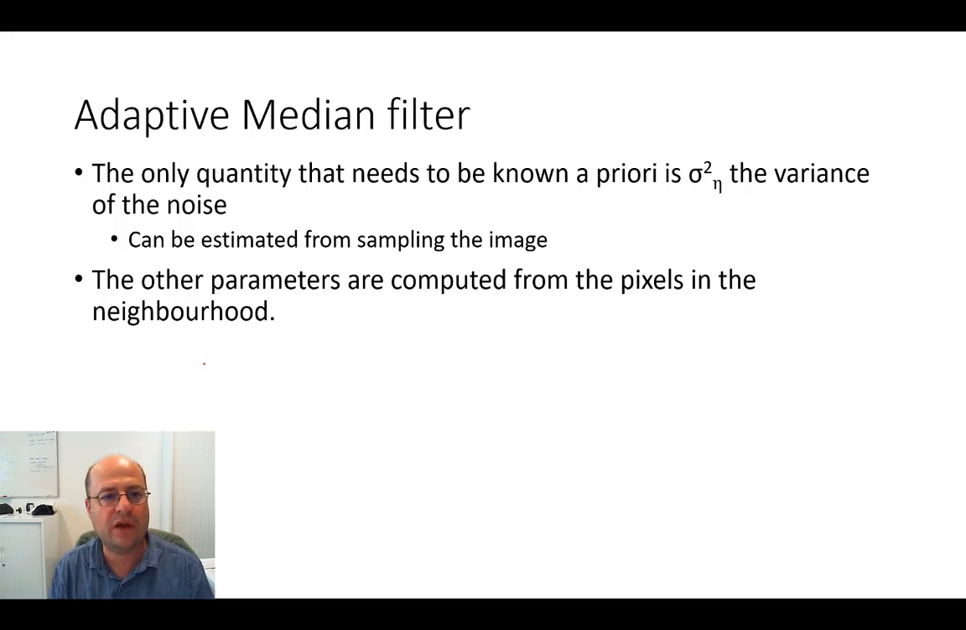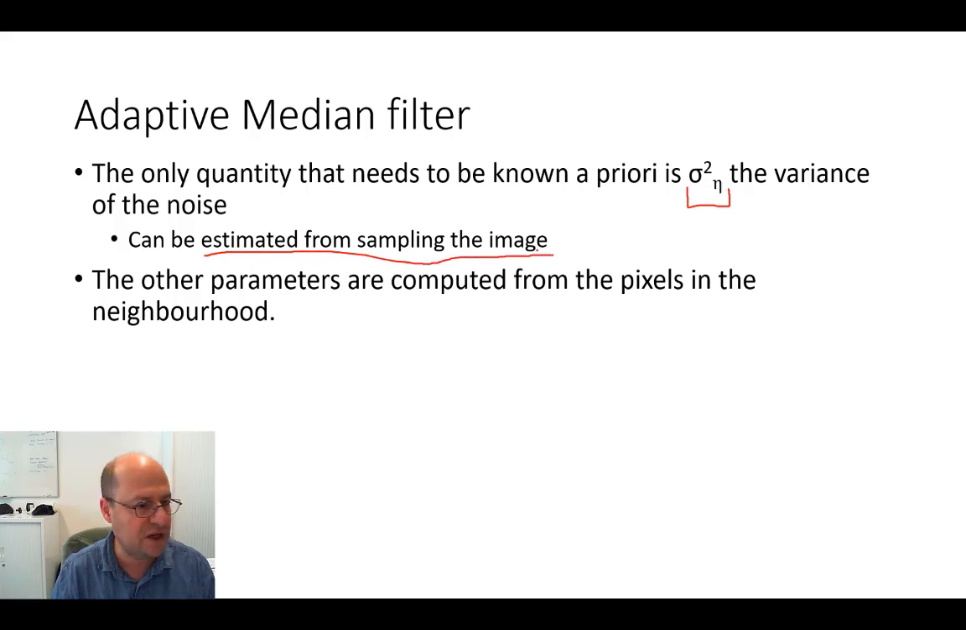So for the adaptive mean filter, the only quantity that needs to be known a priori is the global variance, the variance of the noise. And this can be estimated from sampling the image. That's the stuff that we've seen in the previous slide, previous video, if I'm not mistaken. The other parameters can be computed from pixels in the neighborhood. And that's all I need for your first adaptive filter.